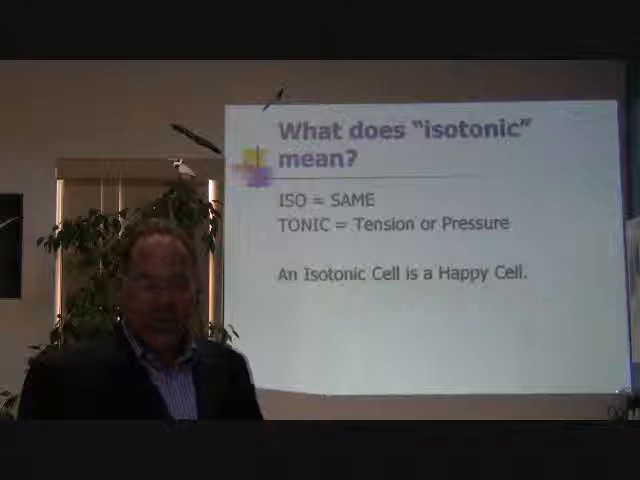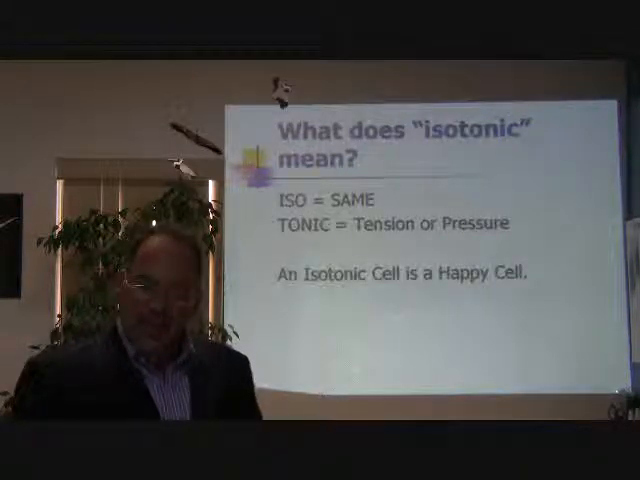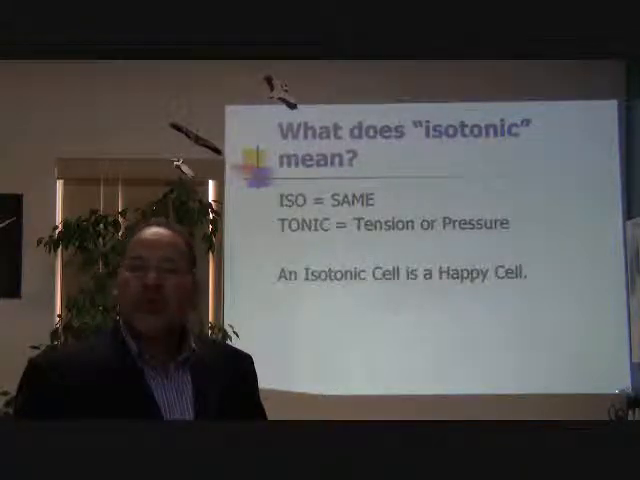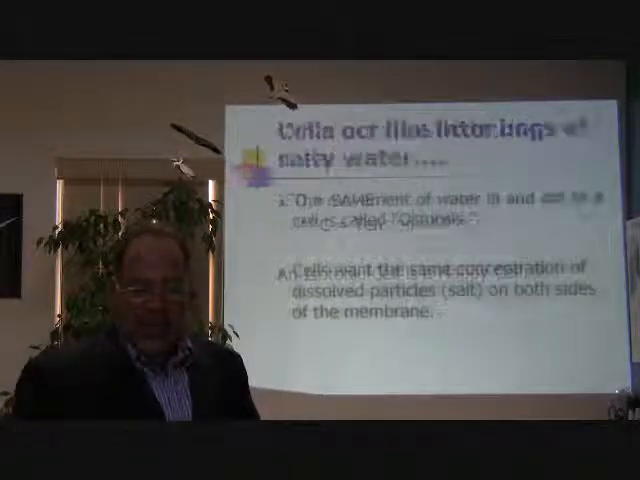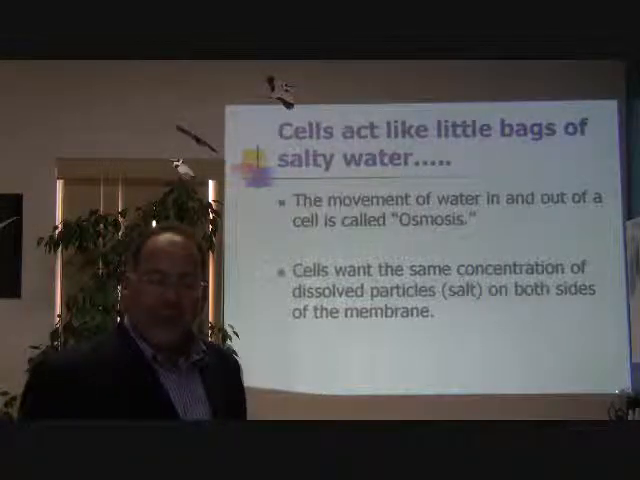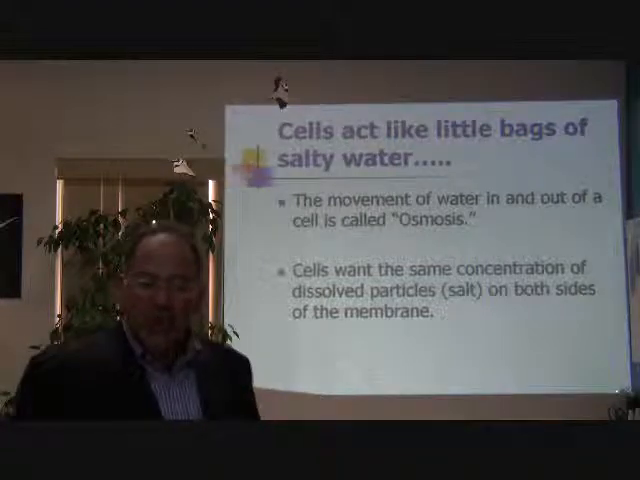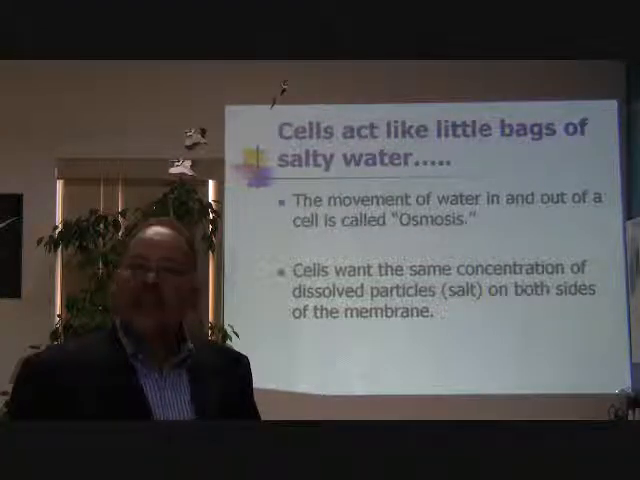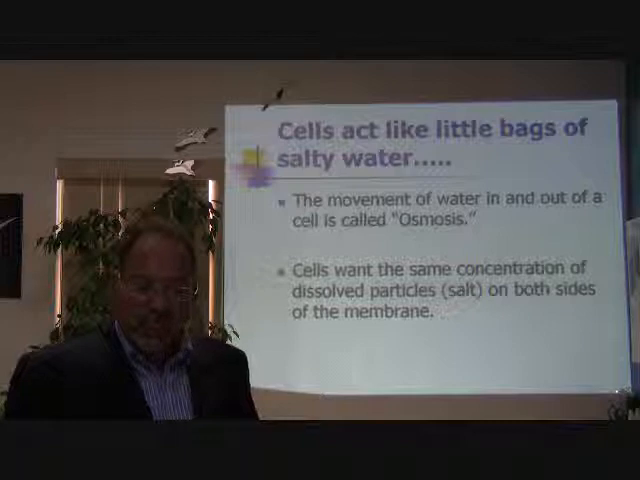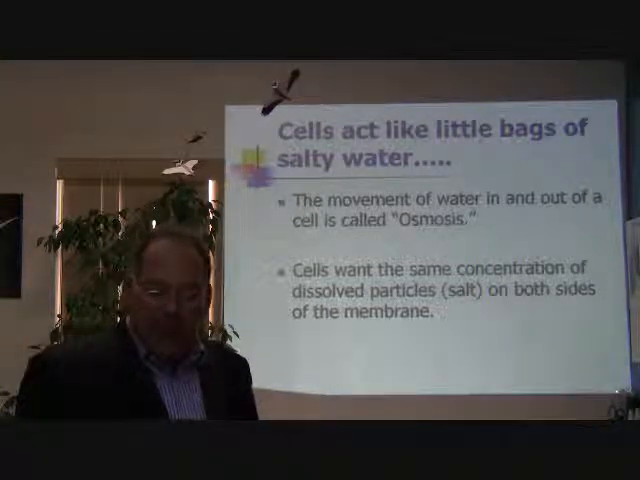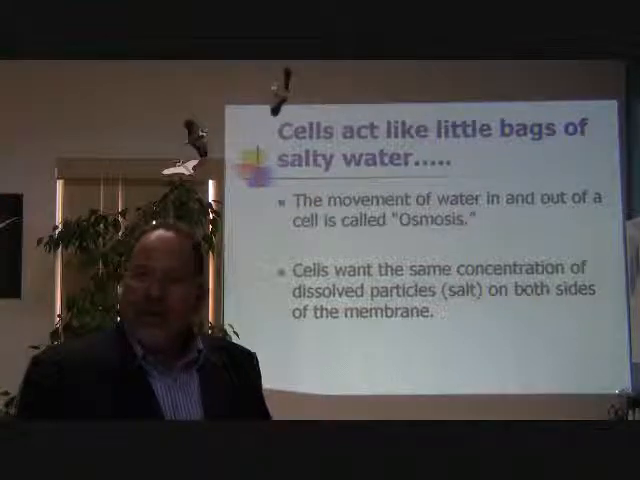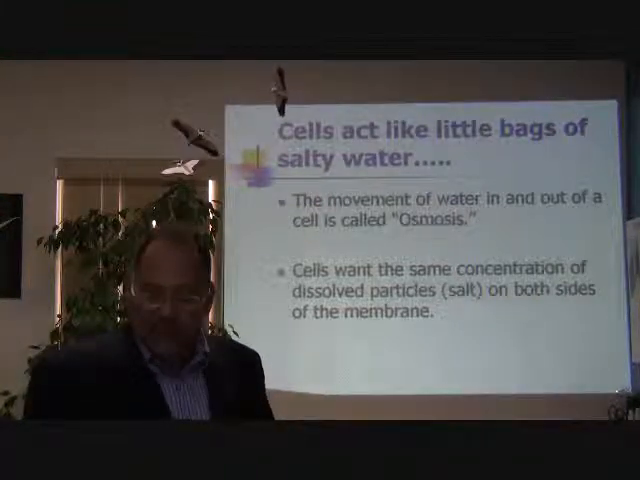So what does isotonic mean? Iso means same. Tonic means tension or pressure. So an isotonic cell is a happy cell. And cells act like little bags of salty water. The movement of water in and out of a cell is called osmosis. Cells want the same concentration of dissolved particles, salt, on both sides of the membrane. And that's the isotonic part.